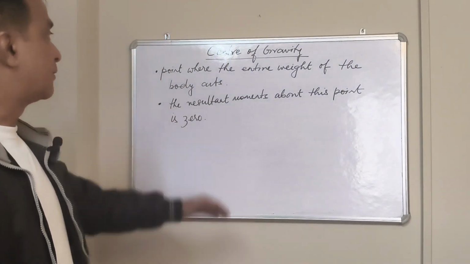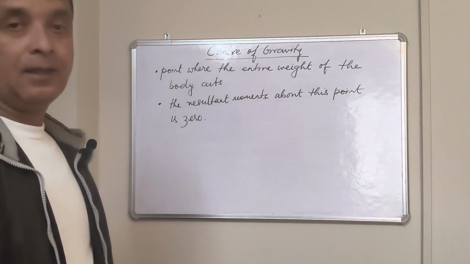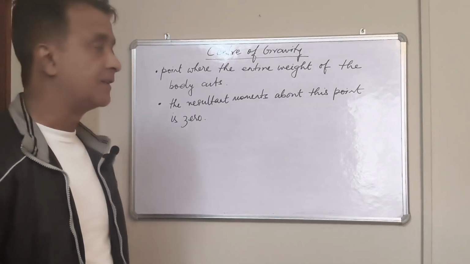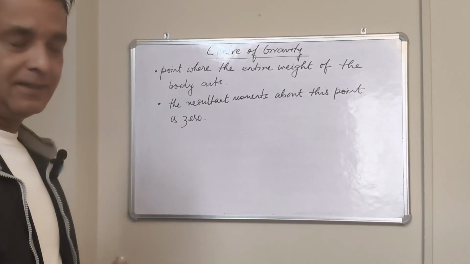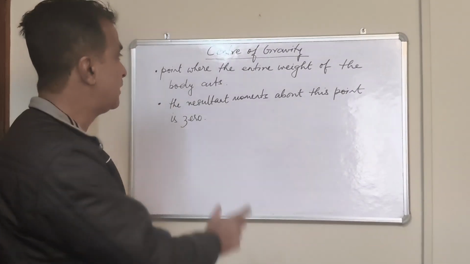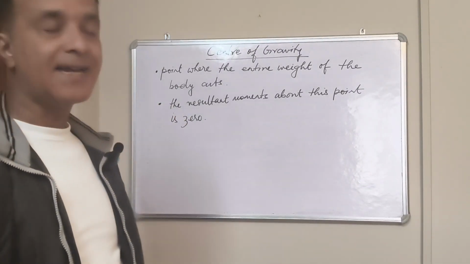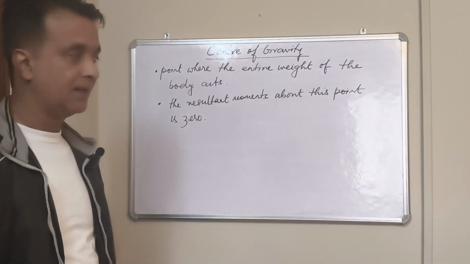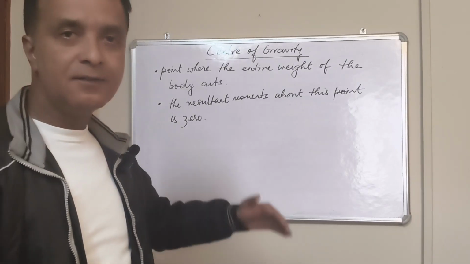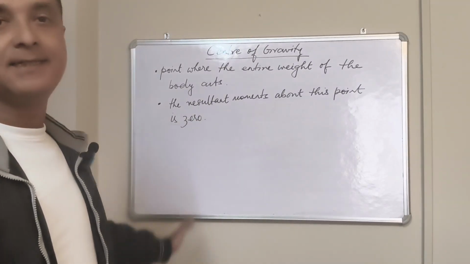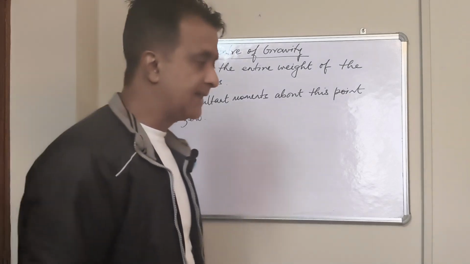Now, the first thing that we need to understand here is what is the meaning of the center of gravity. In the simplest possible way, it is a point where the entire weight of the body acts, and the resulting moment of all the forces acting about this point is zero. I'll show you with an example.